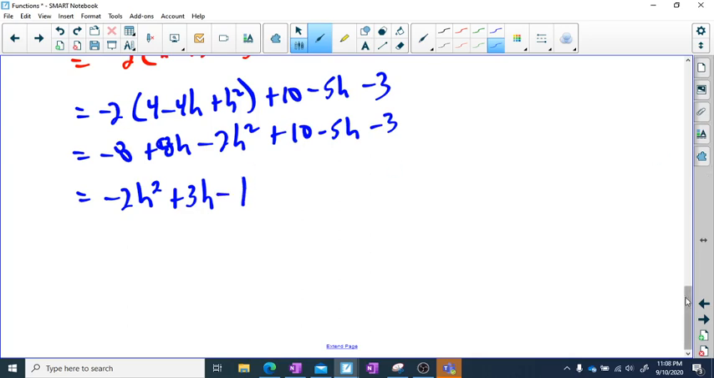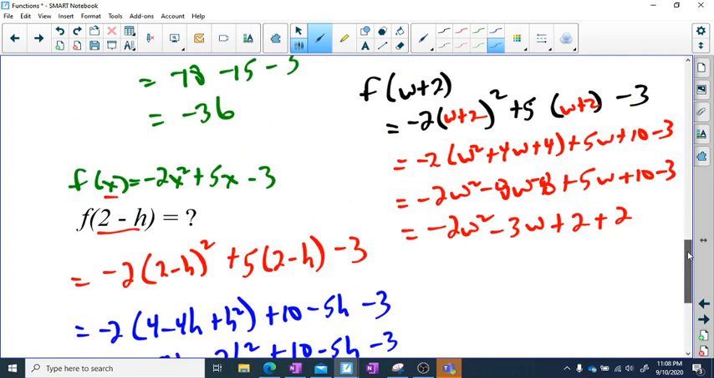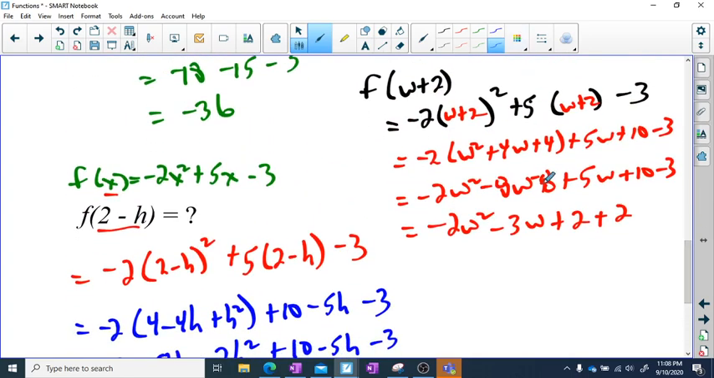I think I might have missed a number over here, did I? I did. I had a minus 8 and a plus 10. That was a positive 2. But then I had subtract 3. There should have been a minus 1 at the end here. Sorry about that. So this should have been subtract 1. Okay.